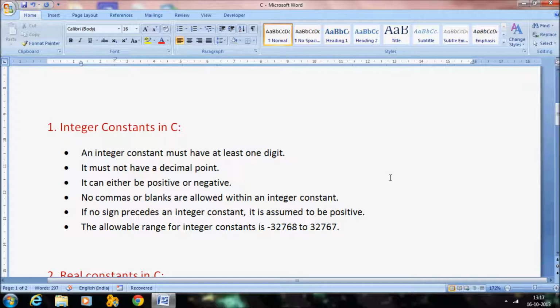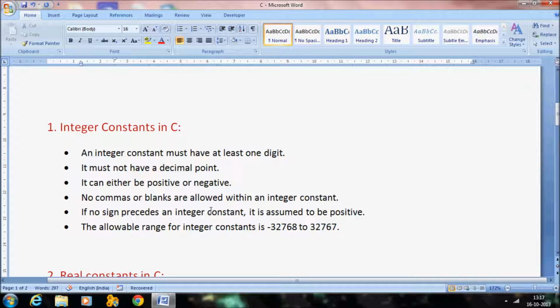An integer constant must have at least one digit. That's the first rule for constructing integer constants in C. The second rule is that it must not have a decimal point. It should not have any decimal point. If it has a decimal point, then we consider it a floating point. The third rule is that it can either be positive or negative. It will take both positive and negative values.